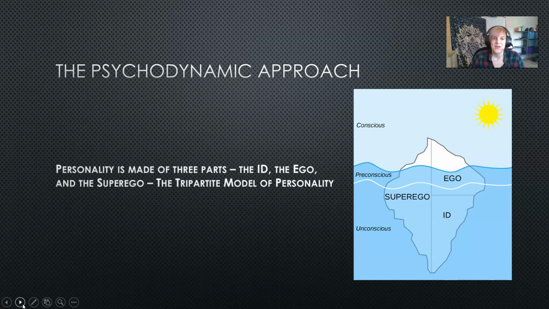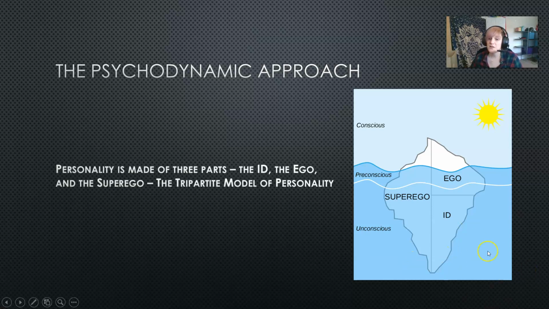Next, we have just a visual example of where the id, the ego, and the superego sit in the conscious and the unconscious. So the superego and the ego are both semi-conscious. We are aware of the demands of the real world and the demands of others and morality. We are not aware of the demands of our id, so our internal desire to be immediately gratified.